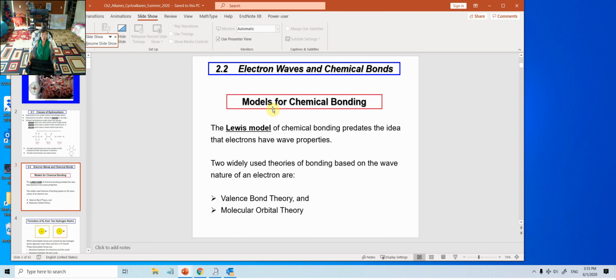The second topic we are going to learn is about different models for chemical bonding. In this organic chemistry, we are mainly focusing on the covalent bonding between carbon and carbon, carbon and hydrogen, and carbon and some other atoms, such as oxygen, nitrogen, such as halogens. So in this case, we are going to show you three different models.